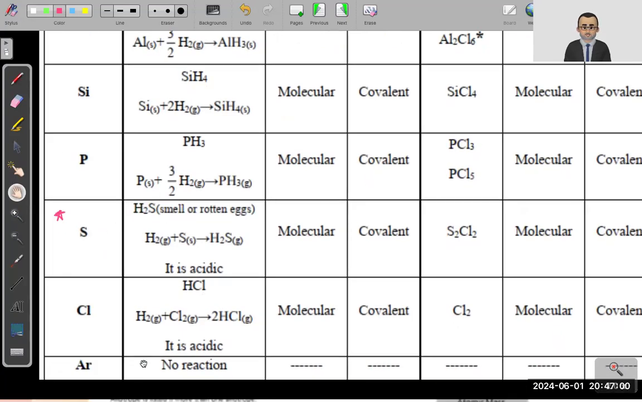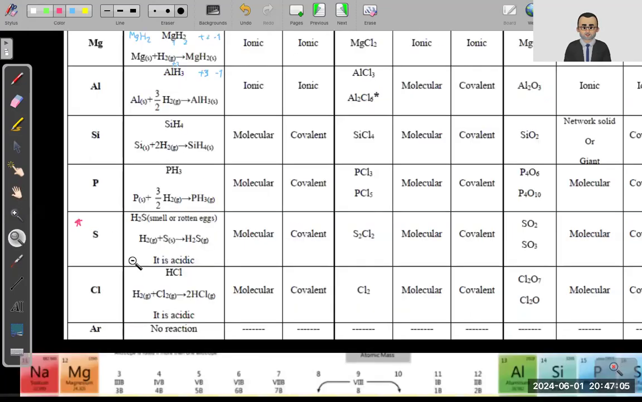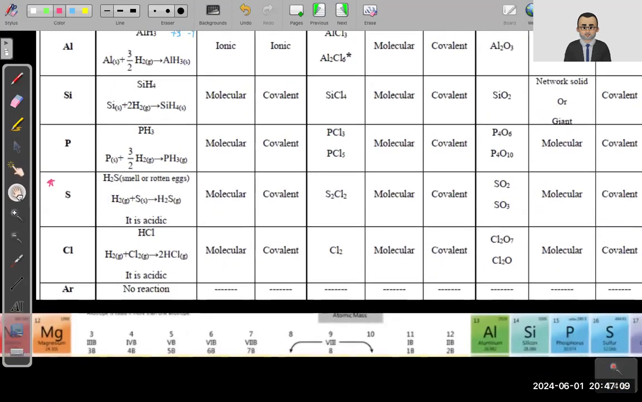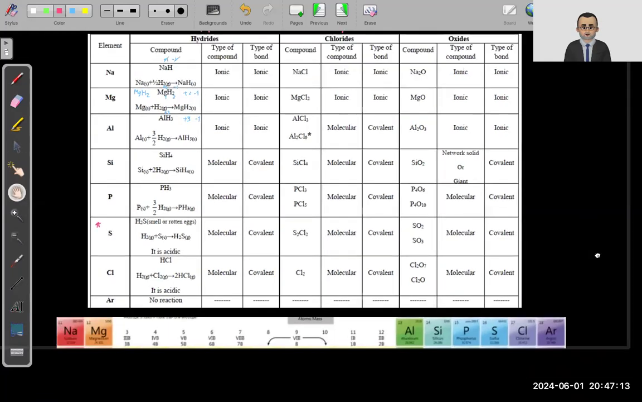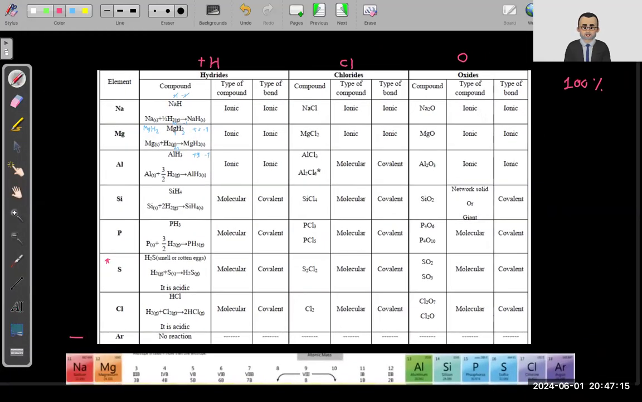The last thing is argon, which is very easy, because we know argon is a noble gas and a noble gas does not react with anything. I don't need to do anything here because it reacts with nothing. It's all no reaction. So once you are done with the hydrogen, you will go for the chlorine.